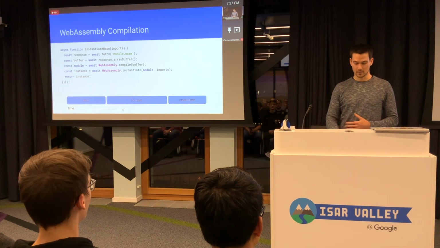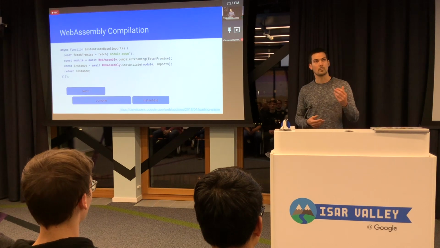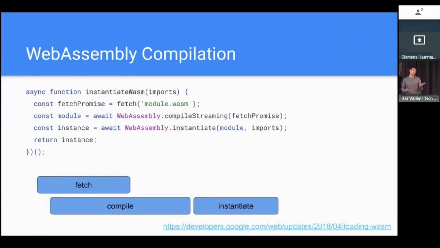We can actually improve this a bit by combining a few steps. In this case, it's actually one line shorter. Here we fetch the binary again, but we don't wait for the result of that. We just take this promise and feed it into the WebAssembly.compileStreaming method. That receives a promise that should resolve to a response, and then it compiles the data that comes in via the network. The benefit is that we can now start compiling while we are still downloading.